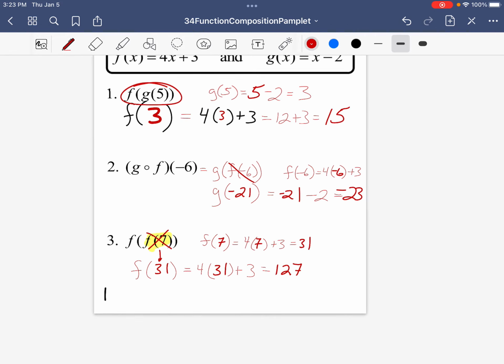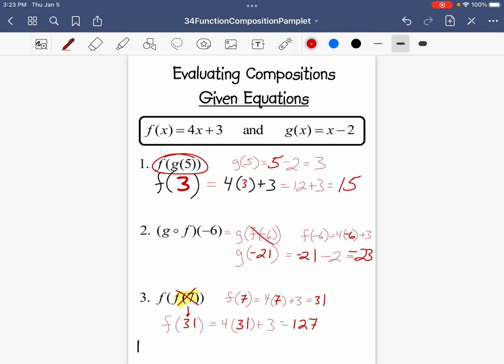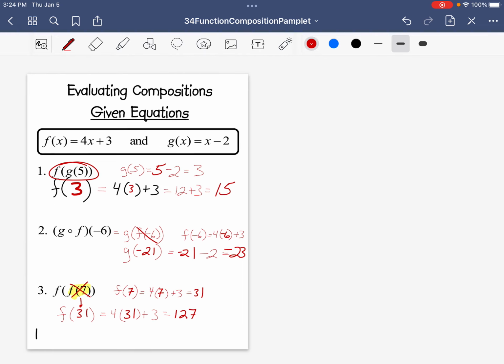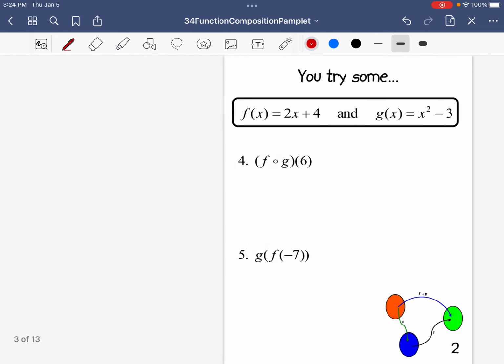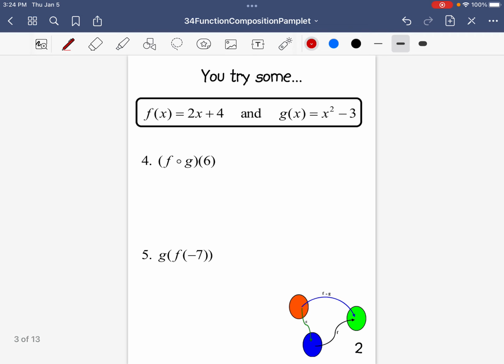We start on the inside and we work to the outside. You're plugging into the inside function, and eventually you're plugging into the outside function. You try. See if you can decipher the notation so that you can do both of these function compositions.